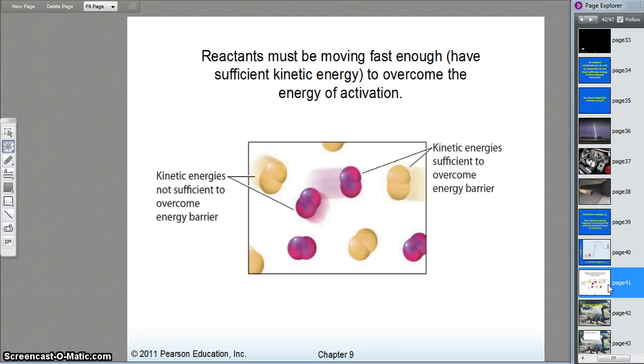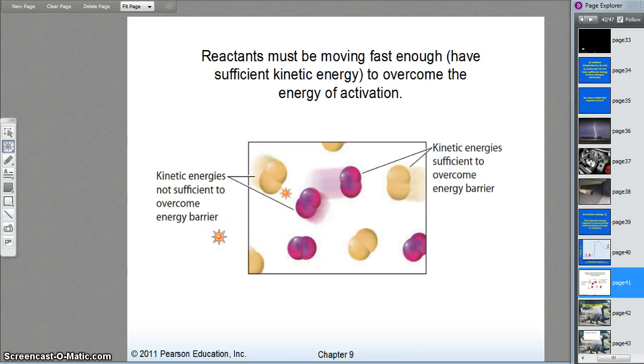So our reactants have to be moving fast enough, have sufficient kinetic energy to overcome the energy of activation. These molecules right here are moving fast enough because they have a bigger blur here. They're moving fast enough that they have enough energy to overcome the activation energy and break their bonds. This pair over here you see on the left, they don't have enough energy to overcome the energy barrier. You can see they have a much smaller blur. They're not moving as fast.